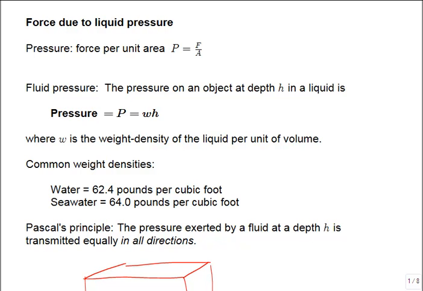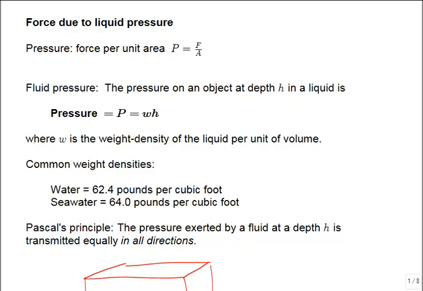Now, force due to liquid pressure requires talking about pressure, so let's define pressure as force per unit area. So pressure P is force divided by area. Fluid pressure is the pressure on an object at depth h in a liquid, and it's given by P equals W times h, where W is the weight density of the liquid per unit volume. So this pressure is dependent on the weight density of the liquid times the depth at which this object is at.